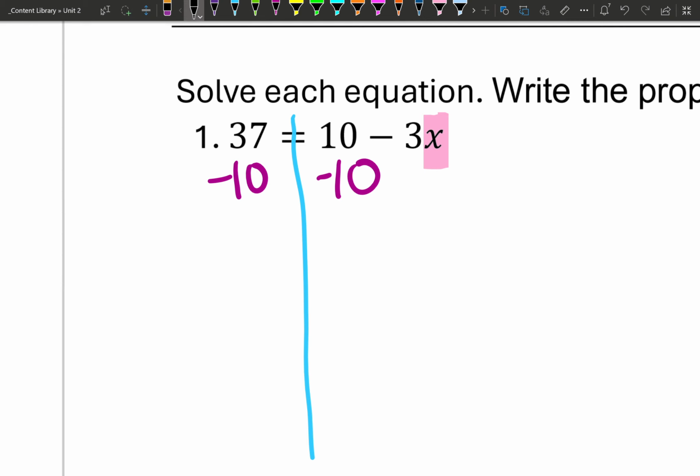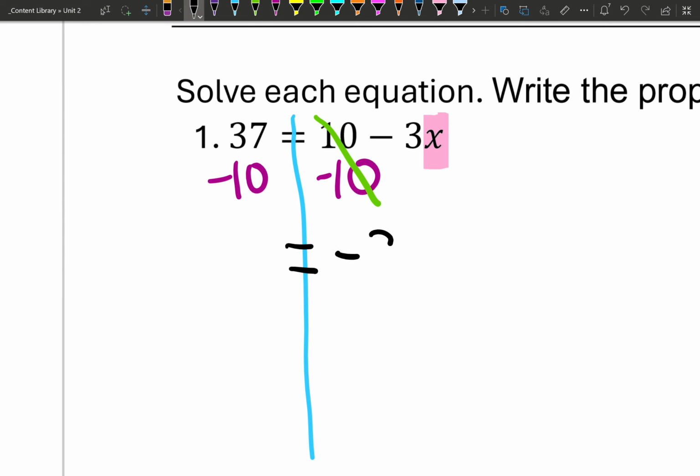Now, why am I subtracting 10? Well, take a look at the right side. What is 10 minus 10? It's 0. 0 means nothing. So 10 no longer exists on the right side. Fantastic. We're one step closer to getting x by itself.